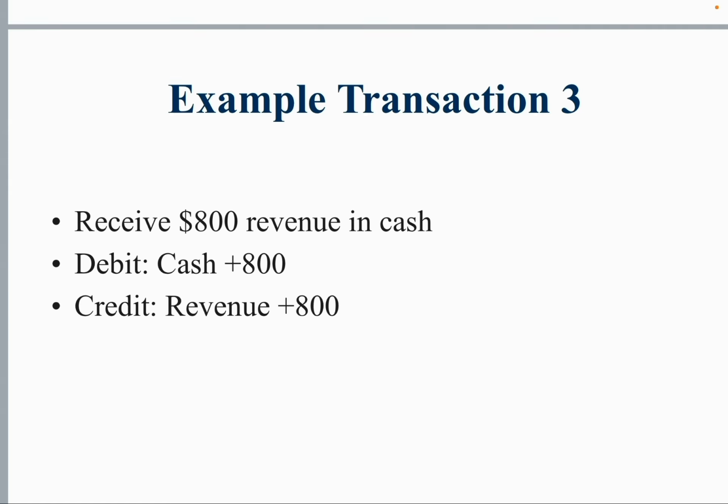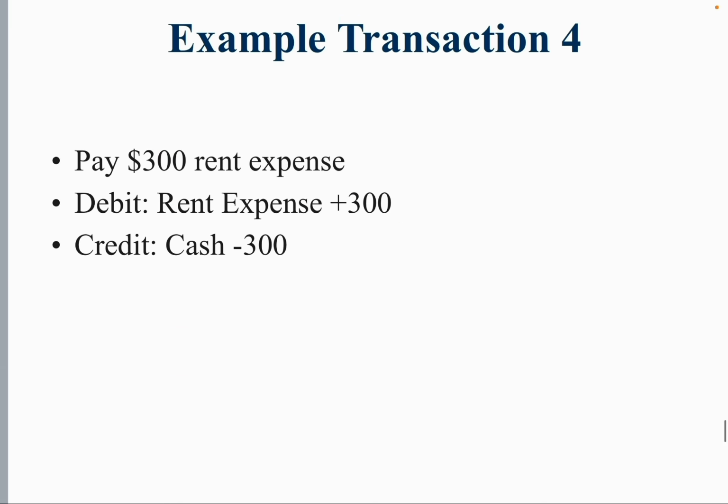Example transaction 4. Business pays 300 rent expense. Rent expense increases, debit. Cash decreases, credit. Journal entry: debit rent expense 300, credit cash 300.